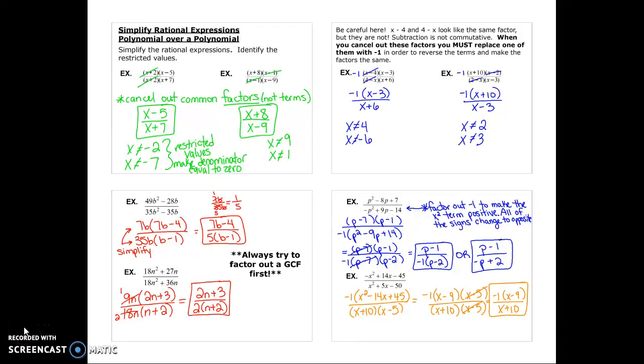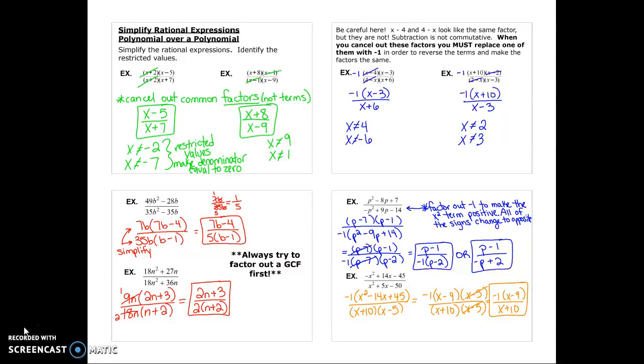Okay, this is concept number 2, which is again simplifying rational expressions, but now we're dealing with a polynomial over a polynomial. So it's going to look a little bit different than the last section where we just had a monomial, which remember was one term. Now I've got something larger, either in the numerator and in the denominator. Maybe it's just in the numerator. They're all going to look a little bit different, and you're going to approach them a little bit different depending on what type of polynomial you have.